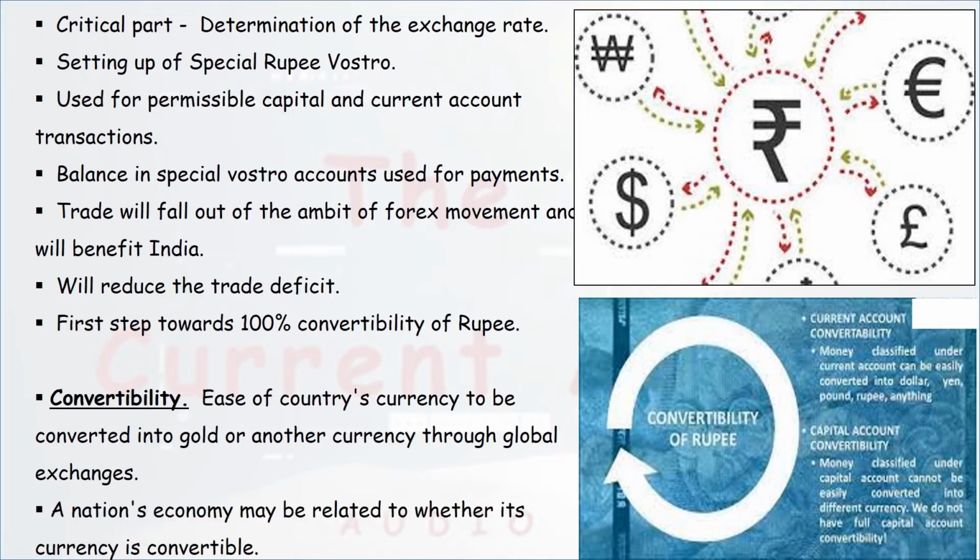A nation's economy may be related to whether its currency is convertible or not. Stronger currencies tend to be converted more easily than others, while growth may be stagnant for countries with poor convertibility because these countries may miss out on trade opportunities.